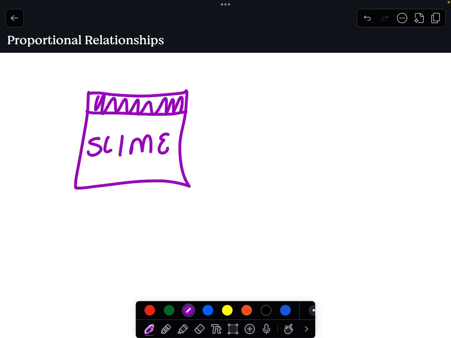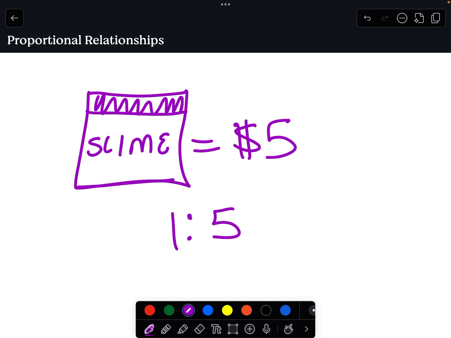Now let's say there's a slime store, and this is a special slime store where every jar of slime is equal to $5. Each jar of slime is $5. So if we're going to think about that as a ratio, we would say the ratio of jars of slime to dollars, or to cost, is 1 to 5. And remember, this colon here represents, you could think of it as the word "to." So we've got 1 to 5.